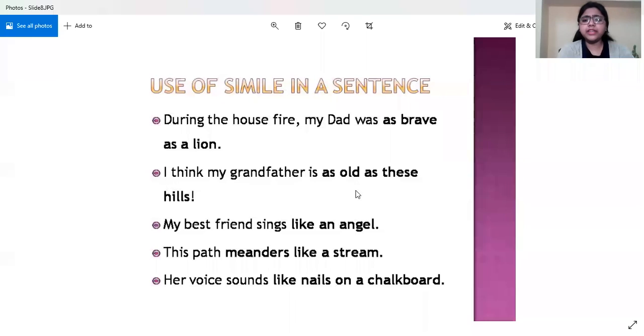I think my grandfather is as old as these hills. So hills are really old. You people must have learned about old fold mountains and young fold mountains, old fold mountains like the Aravalis range, right? So he's not just saying that my grandfather is very old. He's comparing his grandfather, saying he is as old as these hills, right? A better way to say that.